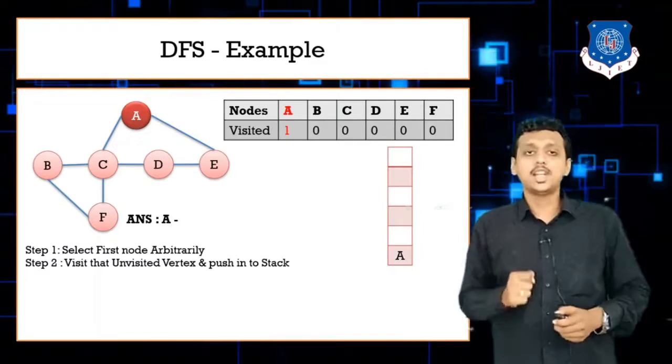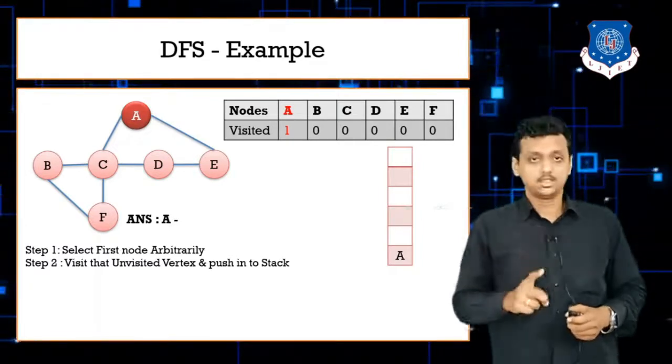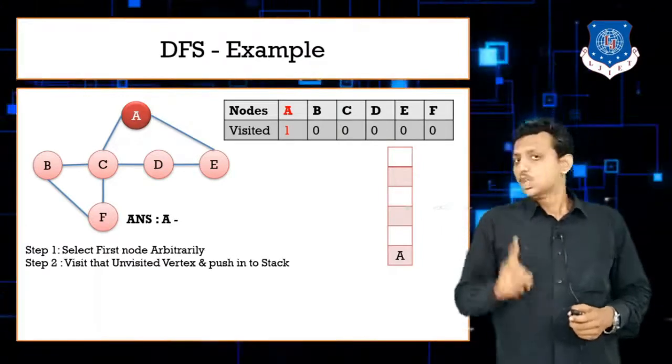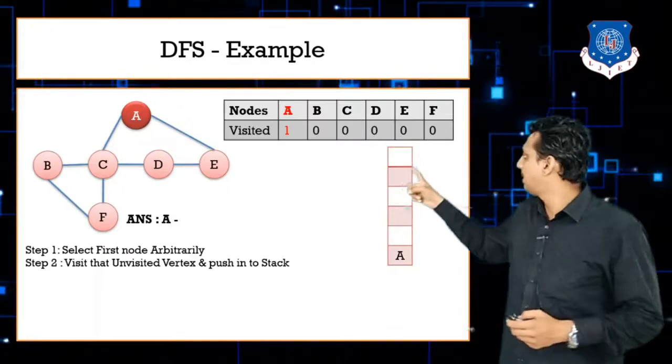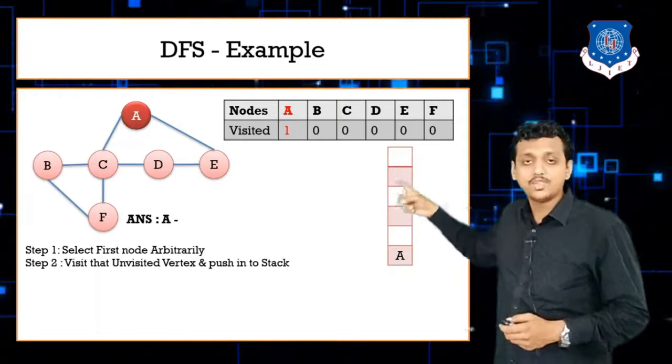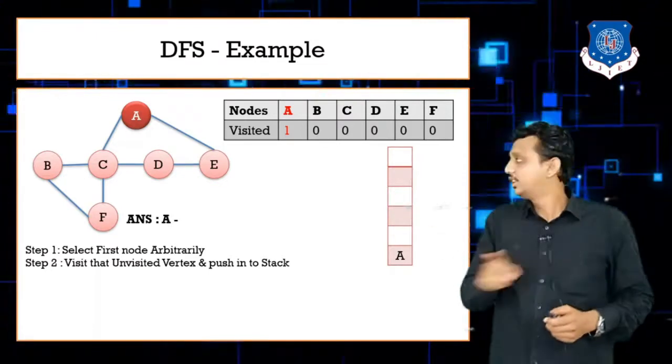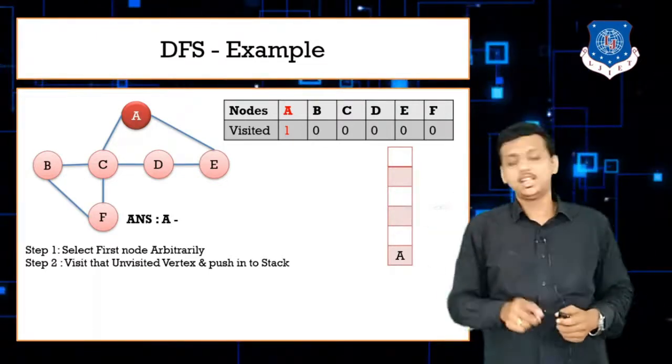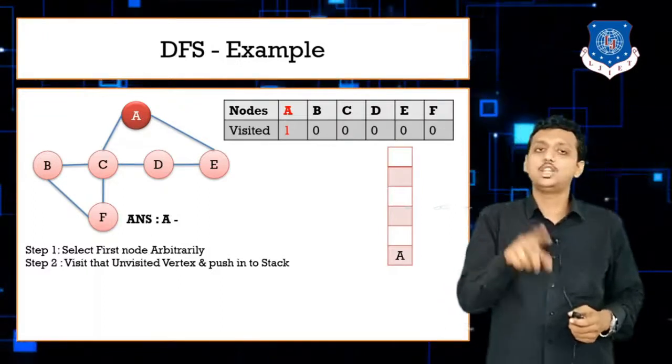But what do I need to select? I need to select any one which is unvisited. From the table I can see that only A is visited, because the visited value for A is 1. All the rest of the nodes are unvisited. That's why I can select either C or E.